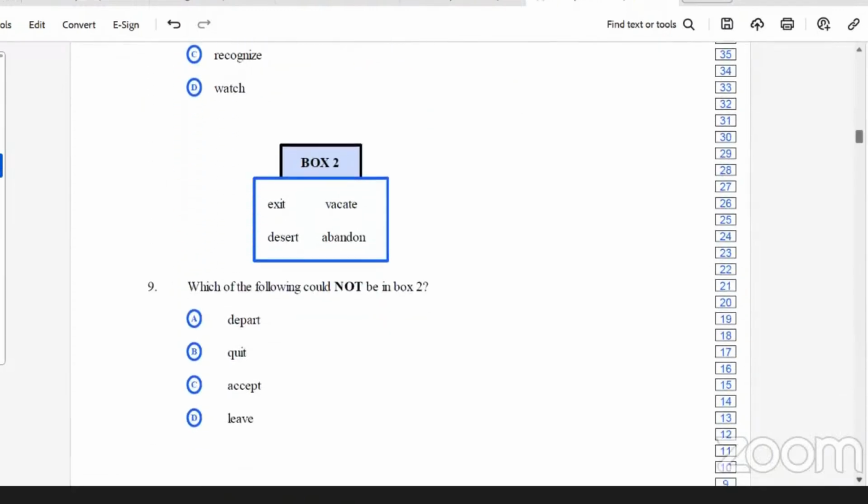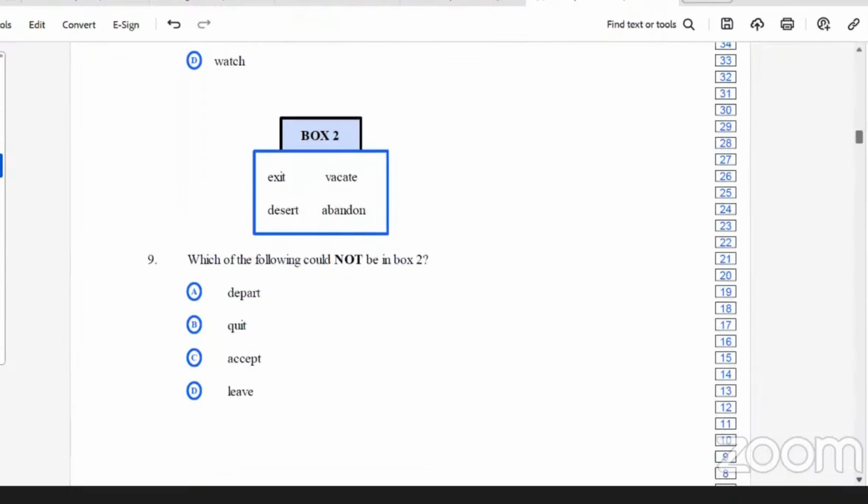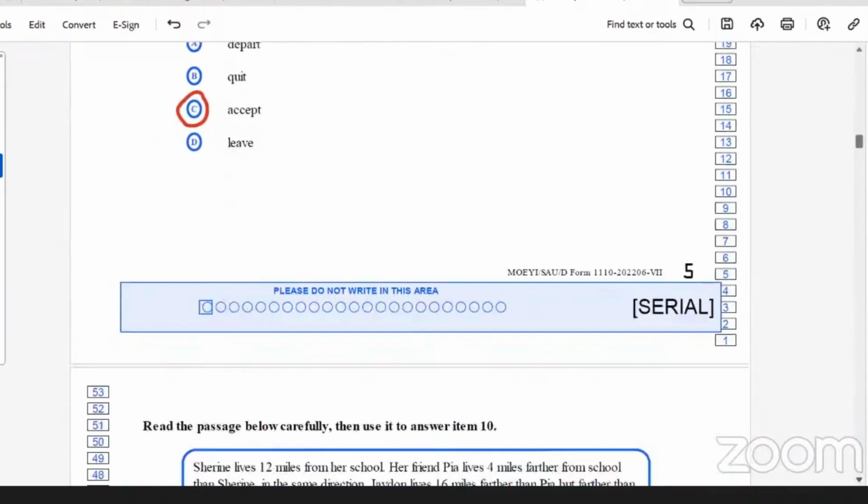Let's look at the second box for question 9. We have the words exit, vacate, desert, abandon. Which of the following could not be in box 2? Depart, quit, accept, leave. The only one that's unlike the others would be accept, so the correct answer for number 9 is C. Notice the words could not be in the box, so we have to pay attention to those keywords.